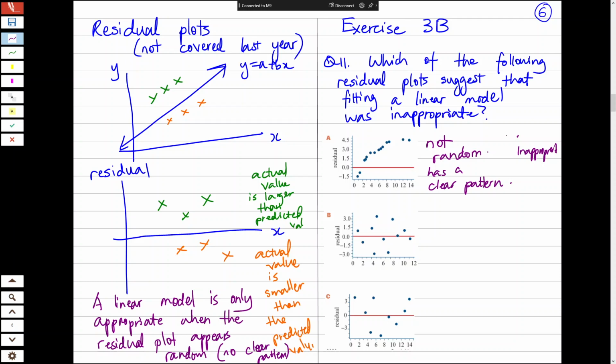All right, what about the second one? Do you see a clear pattern to that one? I don't. It's hard when there's so few data points. So if I showed you this residual plot and asked you, is it okay to fit a linear model to this, what would you say? Yeah, it's okay. Random, no clear pattern. So it was appropriate to fit a linear model to this data.